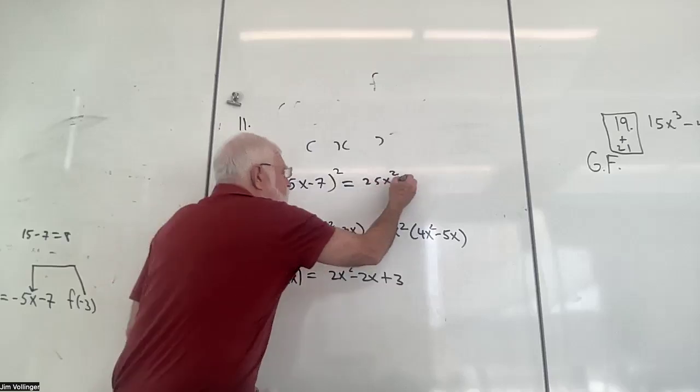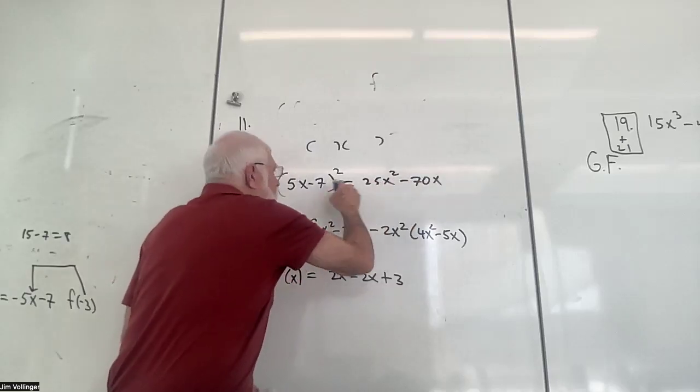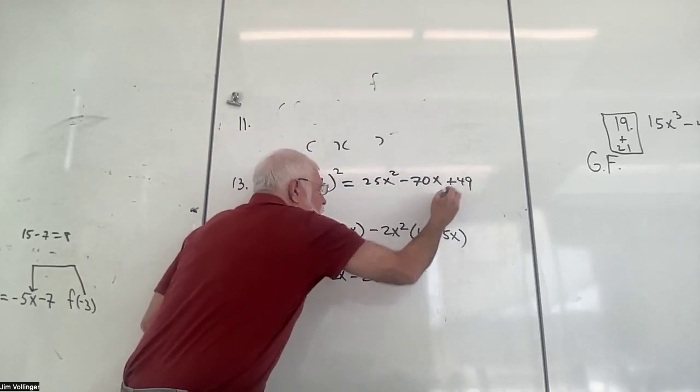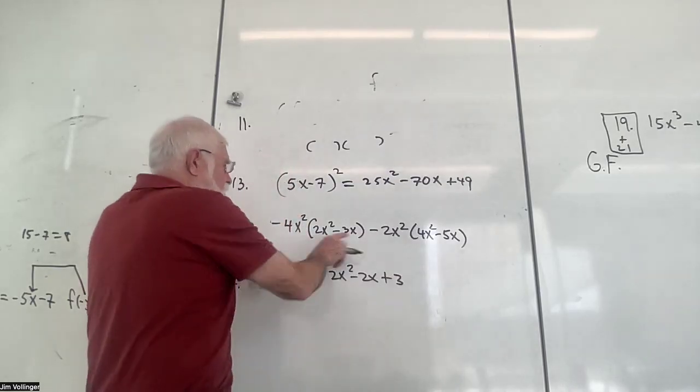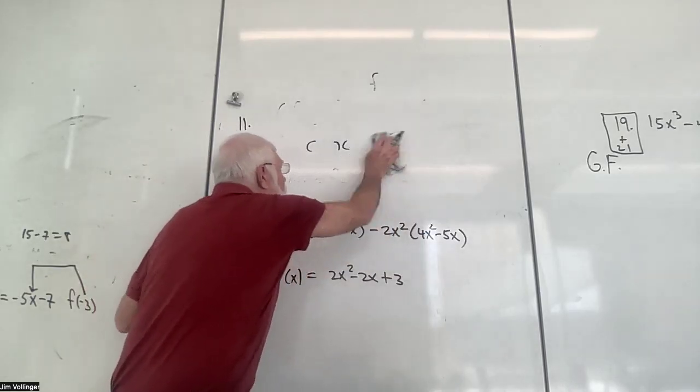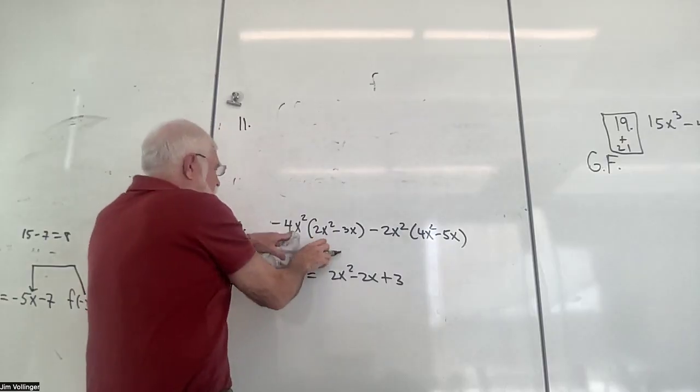All right, minus 35 doubles, minus 70x, plus 49. All right. I like to write these in columns. You've been watching the other videos, so I've got a minus 8x to the fourth.